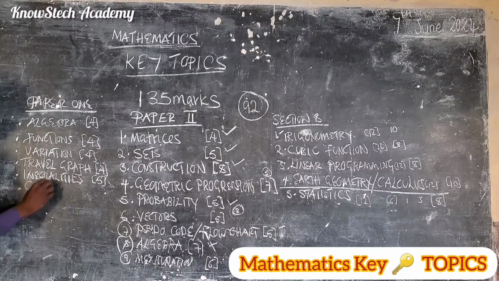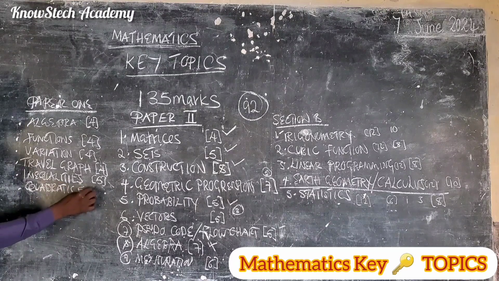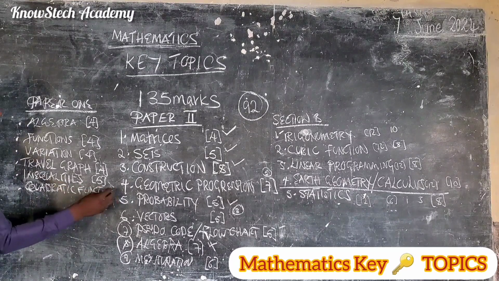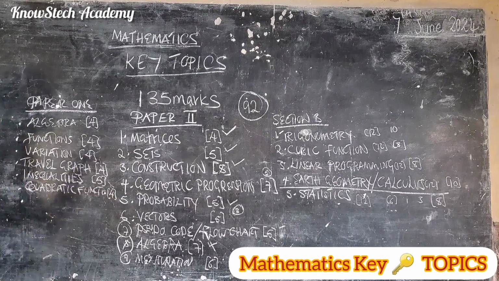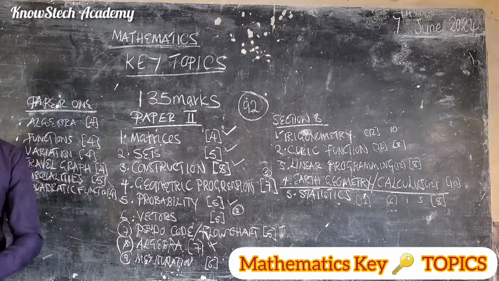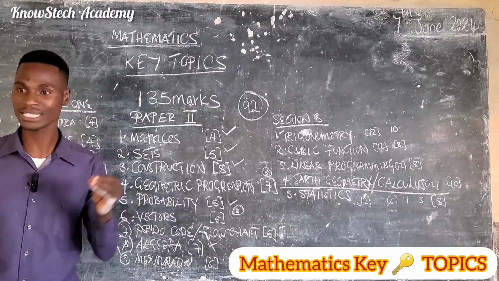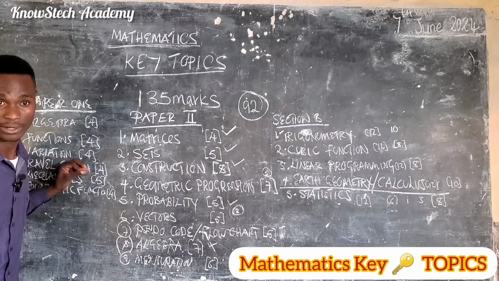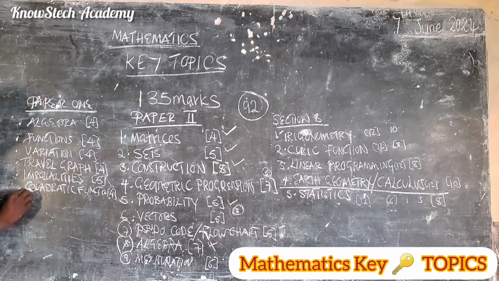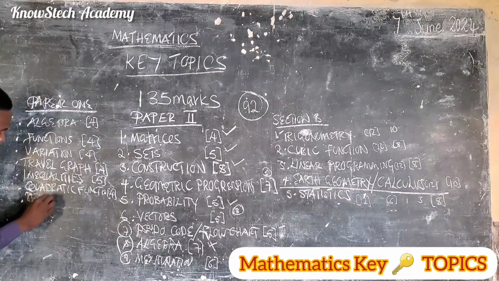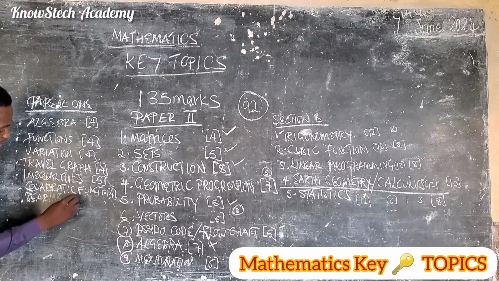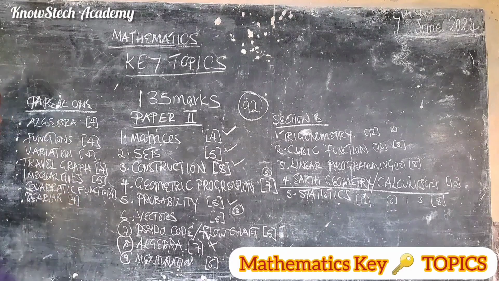Quadratic function. Introduction to quadratic function is usually 6 marks. Let's just write 4. Let's stick to 4. Then there is also bearings. Bearings are simple if you know the principle by which it operates. Bearings are also easy. Bearings is 4 marks.